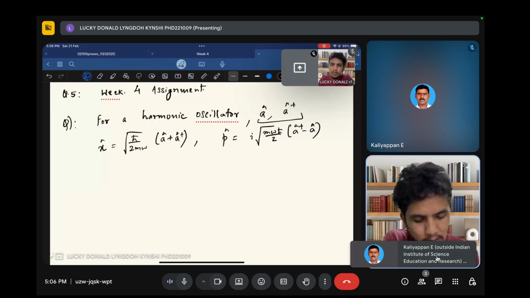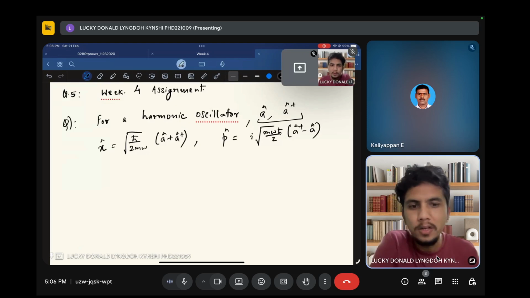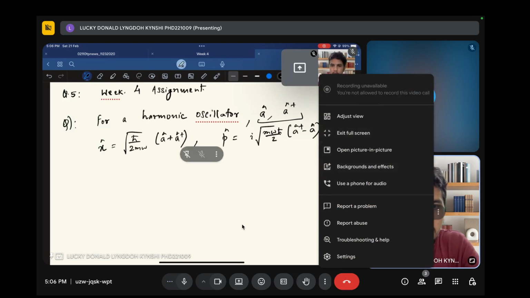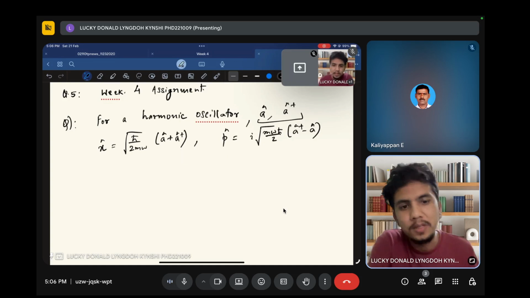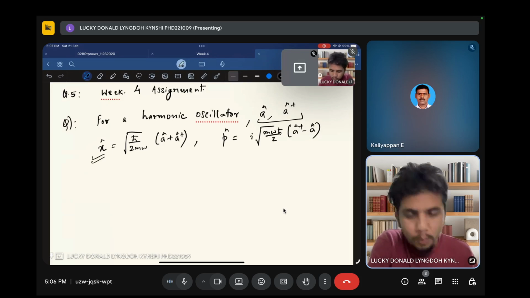So let me just repeat whatever I have been saying. Today we will be talking about the week 5 assignment, and I will also finish the last two problems which I have not yet finished. If you look at question number 5 from the week 4 assignment, they were talking about the harmonic oscillator, and the position operator as well as the momentum operator are given to you.